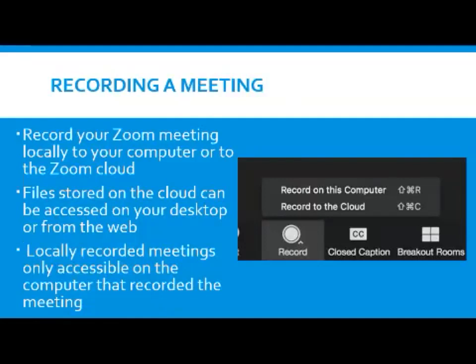Along with sharing in a meeting, you can also record a meeting. You can record your Zoom meeting locally to your computer or to the Zoom cloud if you are a paid user. Files stored on the cloud can be accessed on your desktop or from the web. Locally recorded meetings can only be accessed on the computer that is recording the meeting.